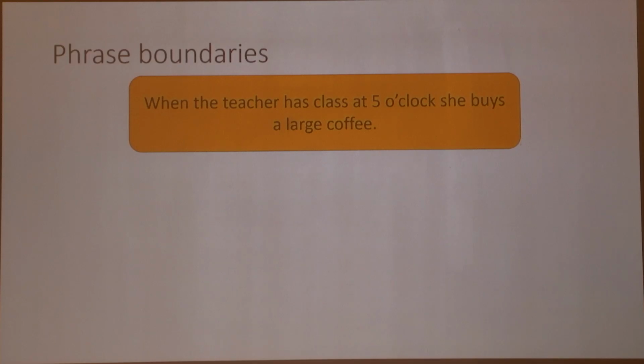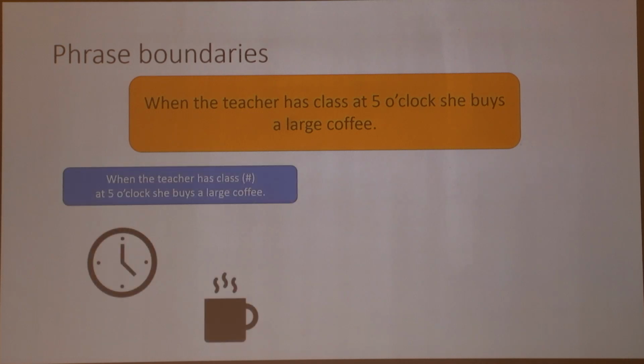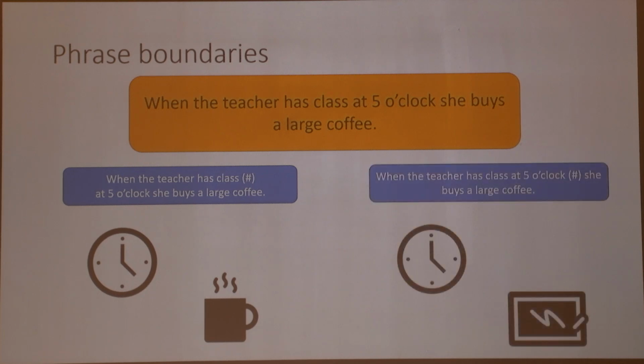So when you read this sentence to yourself, you might have settled on one of two possible meanings, the first of which being that the teacher buys a coffee at 5 o'clock, or that the teacher teaches class at 5 o'clock. The placement of the phrase boundary, here indicated by the pound symbol, disambiguates the meaning.